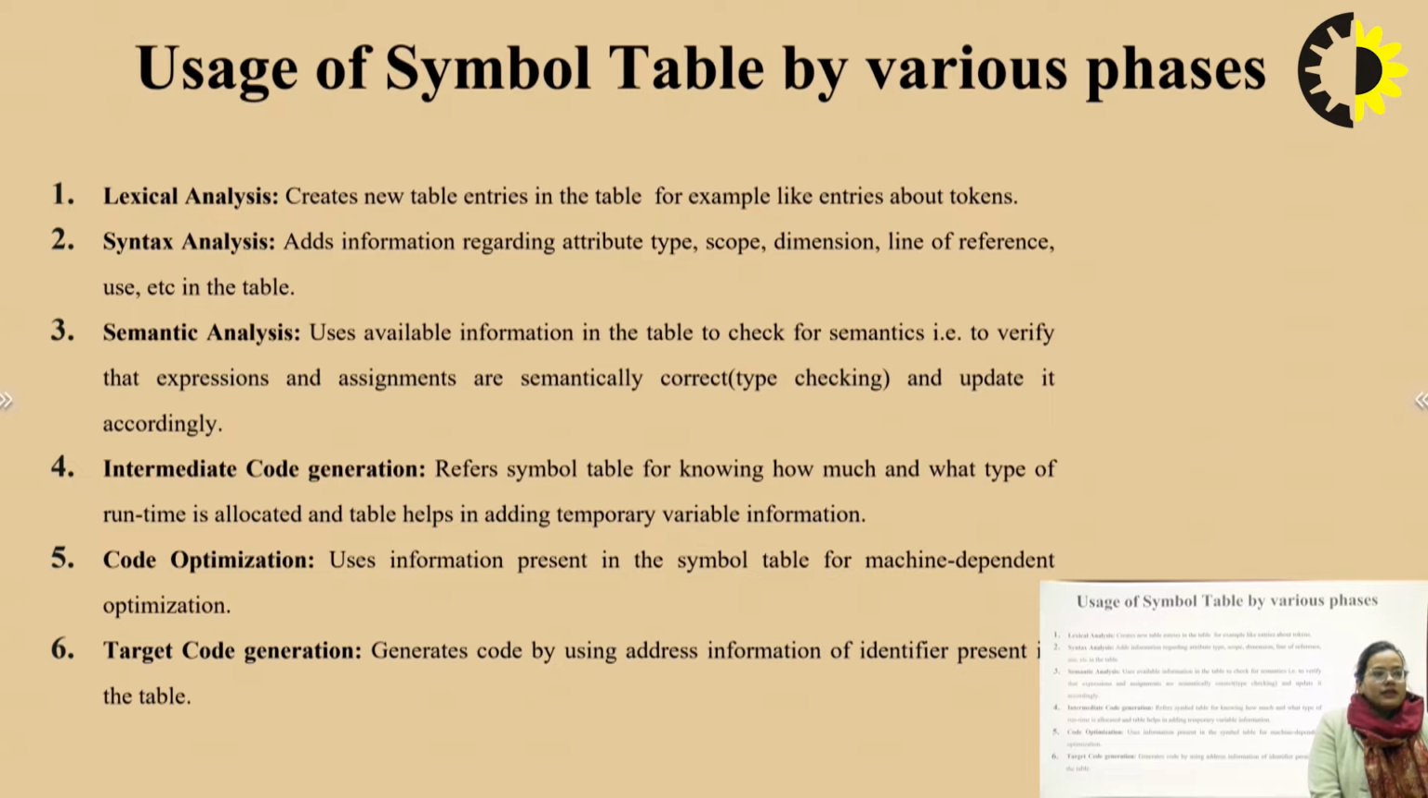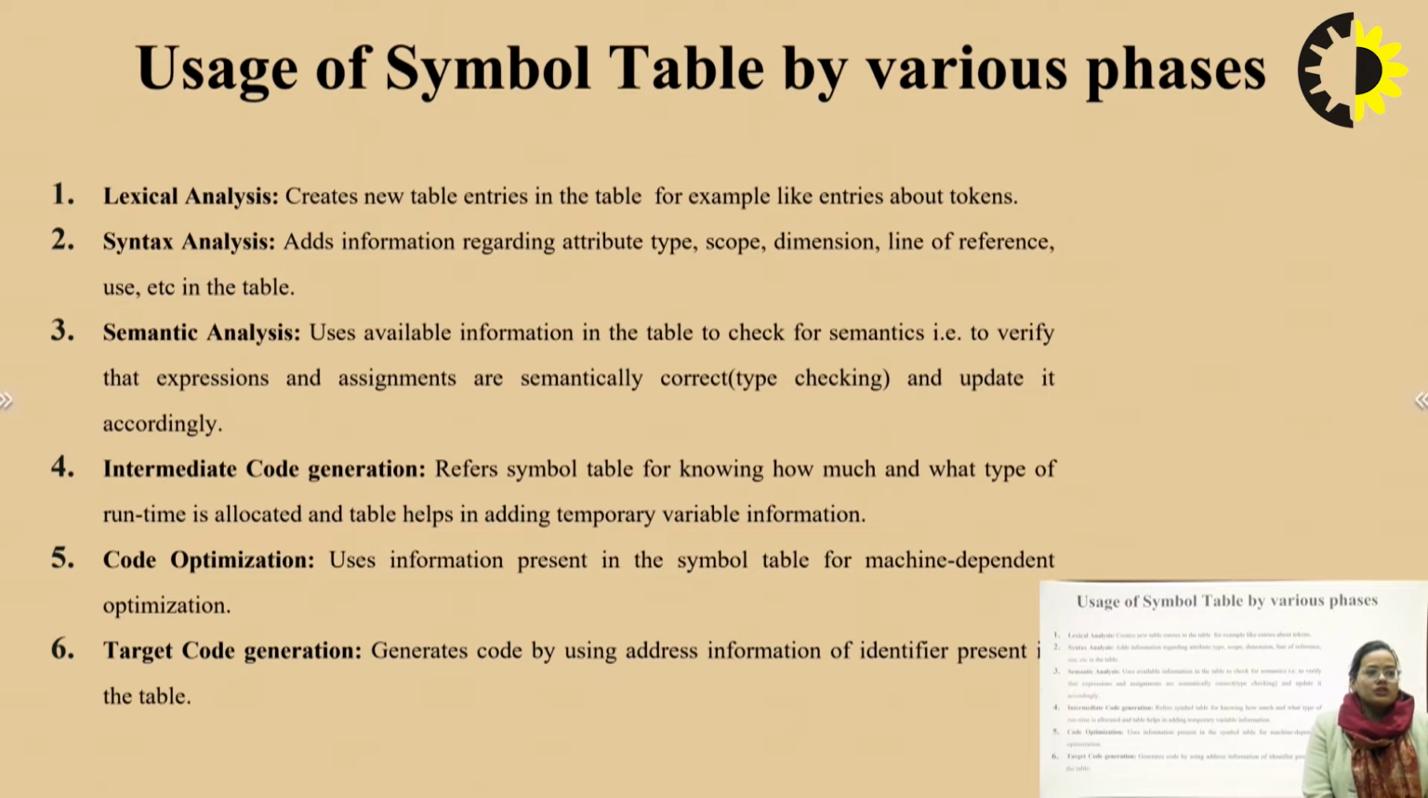The semantic analysis phase uses the available information in the table to check for semantics, that is, to verify that expressions and assignments are semantically correct or not, and updates accordingly. The next phase is the intermediate code phase. The intermediate code phase refers to the symbol table for knowing how much and what type of runtime storage is allocated, and the table helps in adding temporary variable information.